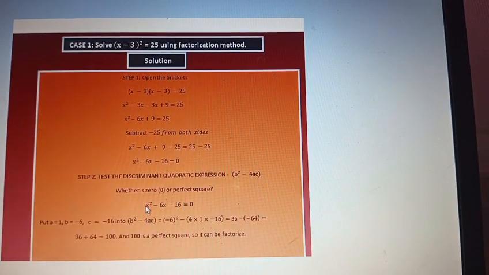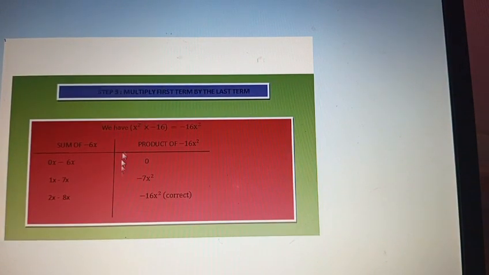At this point, our a is 1, our b is minus 6, and our c is minus 16. Put a equals 1, b equals minus 6 and c equals minus 16 into b squared minus 4ac. Minus 6 squared will give us 36. Then we have 4 times 1 times minus 16 will give us minus 64. Minus times minus will give us plus. Then 36 plus 64 is 100. And 100 is a perfect square. So it can be factorized. Then we move to the next step.